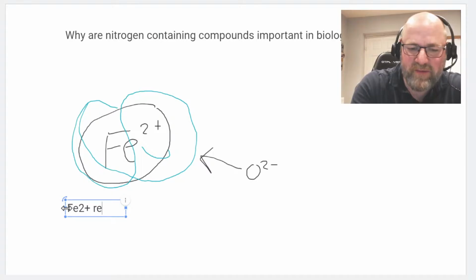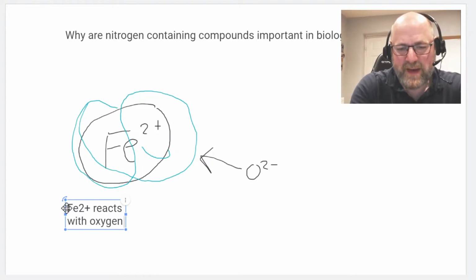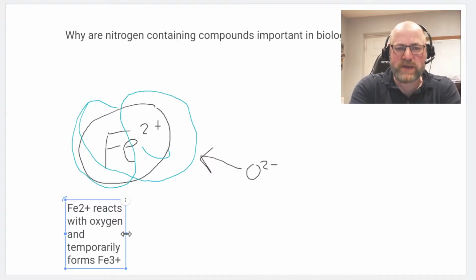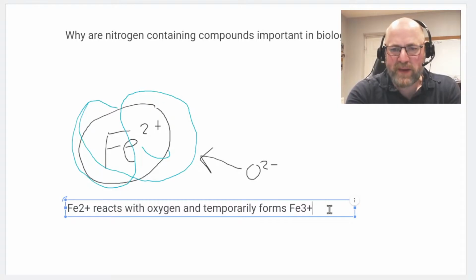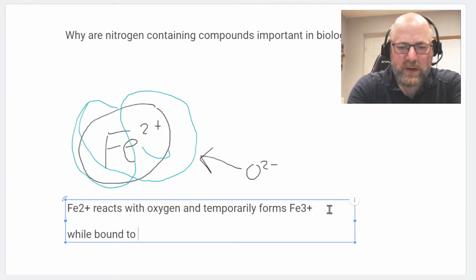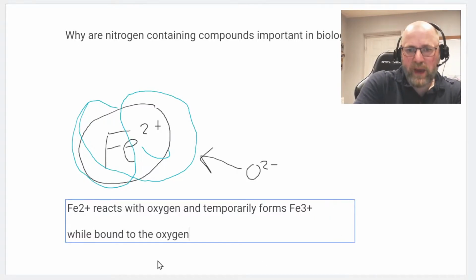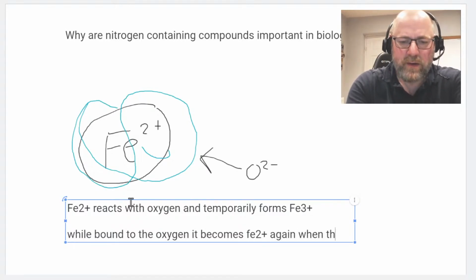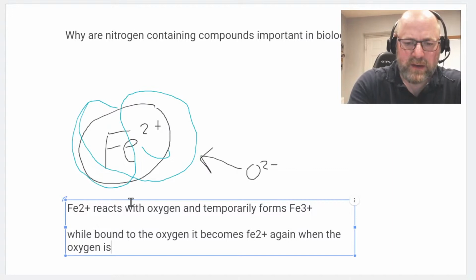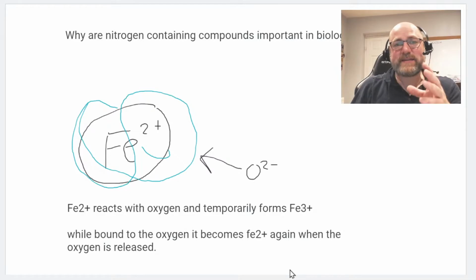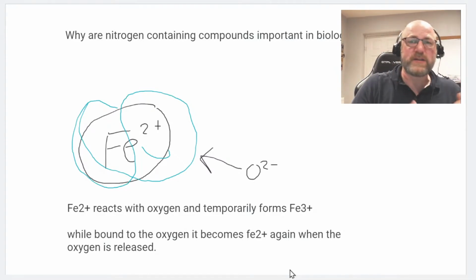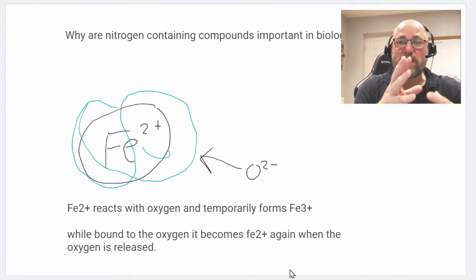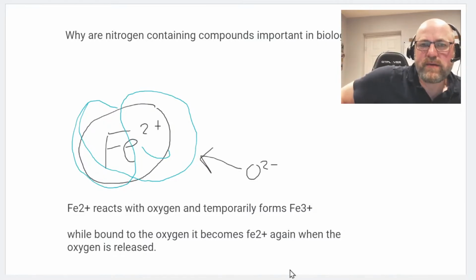Fe2+ reacts with oxygen and temporarily forms Fe3+. Being a transition metal, it can change oxidation states and forms Fe3+ while bound to the oxygen. And then it becomes Fe2+ again when the oxygen is released. So the fact that it can be Fe2+ and Fe3+ makes it a really special ion. It's a transition metal, so it can have variable oxidation states. But you don't need to know that, you just need to know it temporarily becomes Fe3+ once it's bound to the oxygen, and then it releases the oxygen again and goes back to being Fe2+.